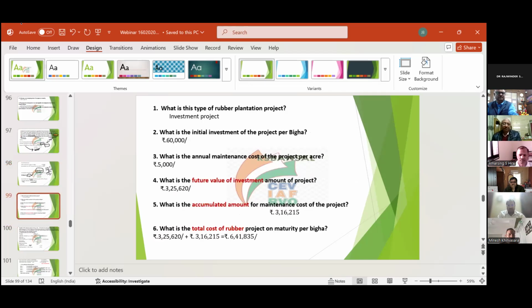So what type of this rubber plantation is? It is an investment project. Any other things you can calculate? What is the total cost of rubber project on maturity per acre? You add cost of 60,000 and cost of 5,000 per year. So total cost of the project per acre will be 6,41,835 after 25 years. Means at the maturity when the rubber production will start.